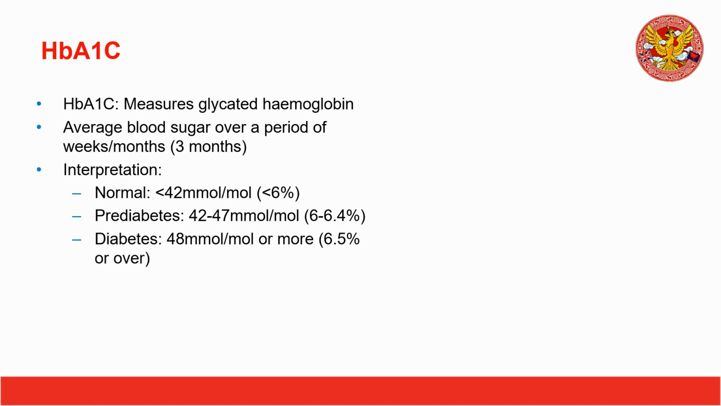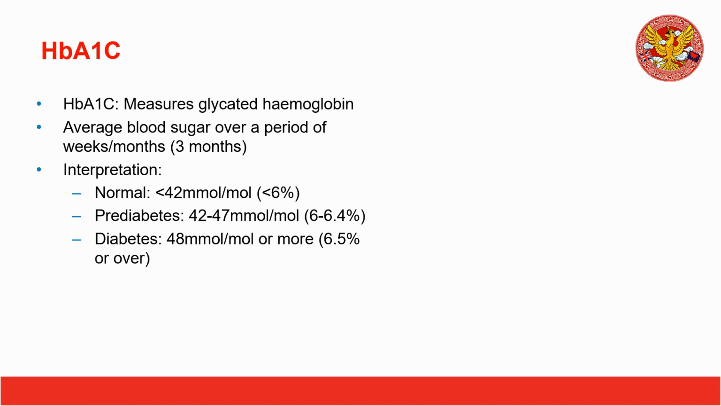Some of the values that you should actually know by heart is what normal and abnormal levels indicate. So normal levels generally less than 42 millimoles. If you're between 42 and 47, this is a patient who is in the pre-diabetic stage. And diabetes is classified as 48 millimoles or more.